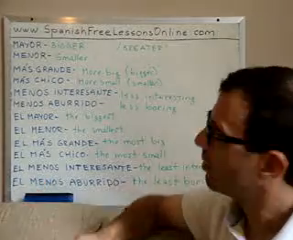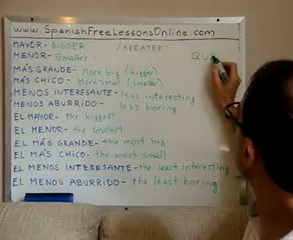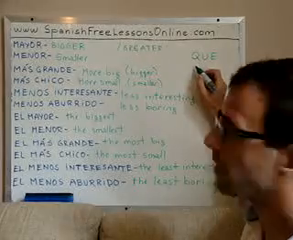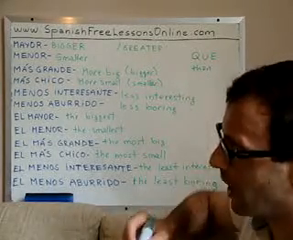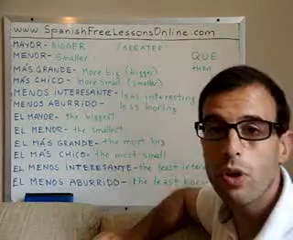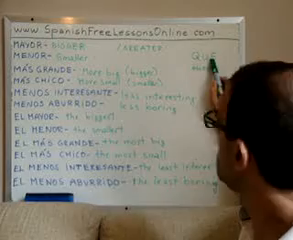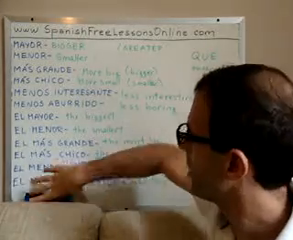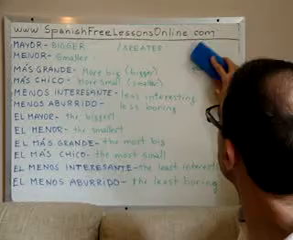Always when we compare things, we need to use the word que. Que would be the equivalent to the word than in English. Actually, que has many meanings, but when you are comparing things, que has the same meaning as than. Bigger than, más grande que.